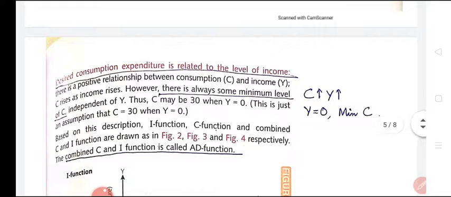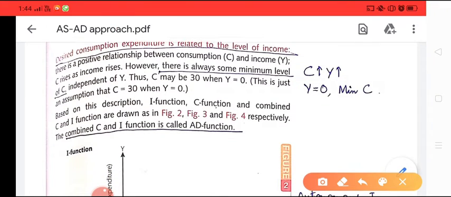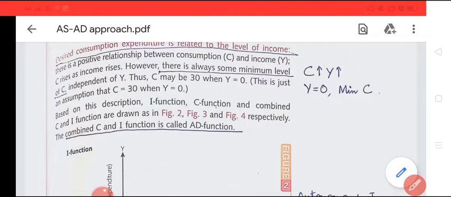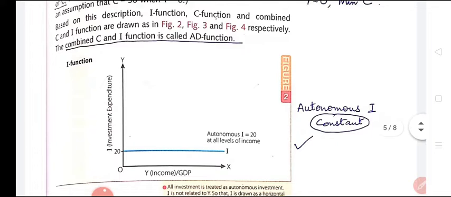Moreover, another thing to be remembered, as learnt earlier, the relationship between consumption and income is positive. More income leads to more consumption and less income leads to less consumption. Also, at zero level of income, there is still some minimum level of consumption, which is called autonomous consumption and is denoted by C bar. Now let us plot the investment function and consumption function C plus I on a graph. First we will be plotting the investment.